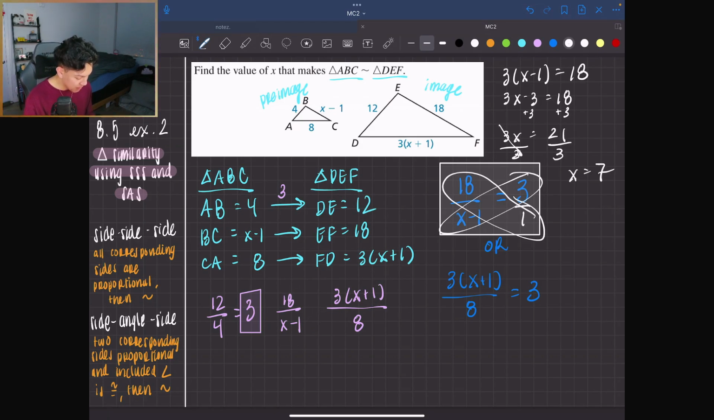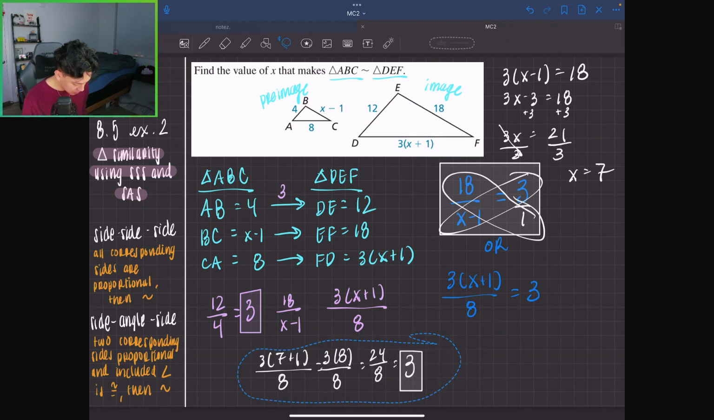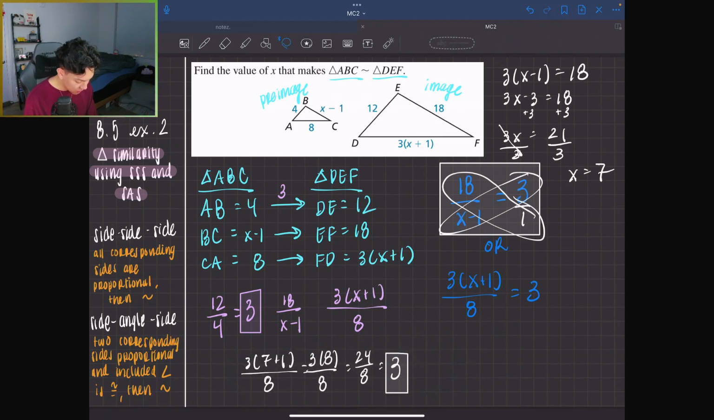Let's substitute that back into this original proportion here. If x equals 7, then 3 times 7 plus 1 over 8 should equal 3. Let's see if it does. 7 plus 1 is going to give us 8. So 3 times 8, we do parentheses first, over 8. And then 3 times 8 is 24, and 24 divided by 8 is going to give us 3. So far so good. We have the same scale factor, the same proportion here. I'm going to move this off to the side, and let's go ahead and solve for this last one then.